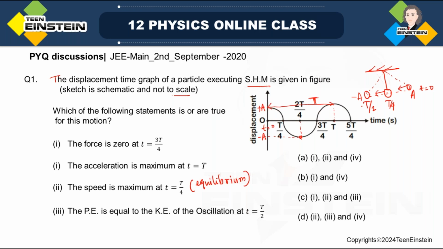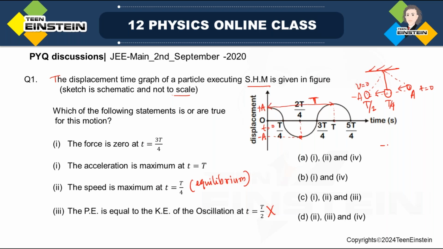This is not possible because it is at the other extreme at T by 2. If it is at T by 2 on the other extreme, then all the energy will be potential energy. There will be no kinetic energy because speed is 0 here. Speed is 0, so no kinetic energy. So the whole energy will be potential energy. So potential energy will be equal to kinetic energy at t equal to T by 2. This is not correct. Okay, so far it is okay.